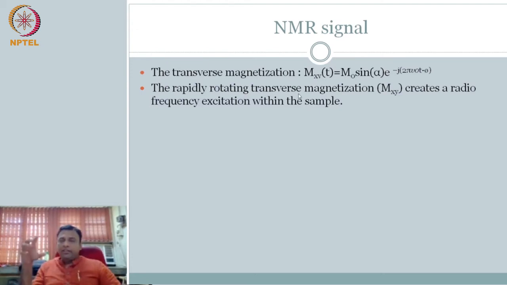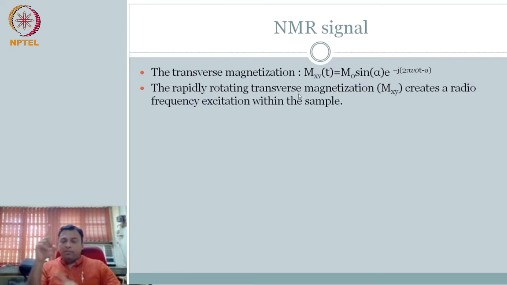See, we did this when we started. We said when you have a current loop, when the charges rotate, spin, it is like a current going in a circular loop, which will give rise to your magnetic field. Now we are talking about a magnetic vector rotating, right? It is rotating.